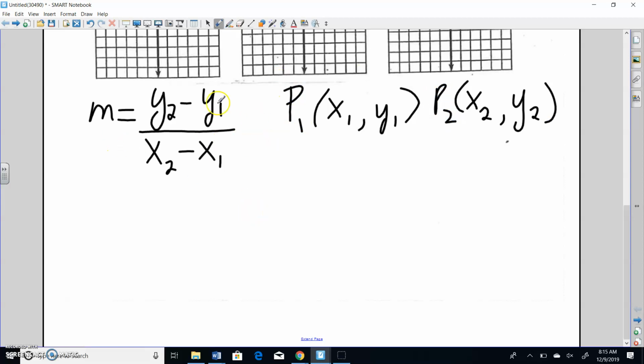The x1, y1, x2, y2, those come from your 2 points. So you identify one point as the first point, and that's when you can locate x1 and y1. And then you identify the second point, and that's where x2, y2 comes from. So on the top one, on number 1, from above, the 2 points that were given are (0, -4) and (5, 0).